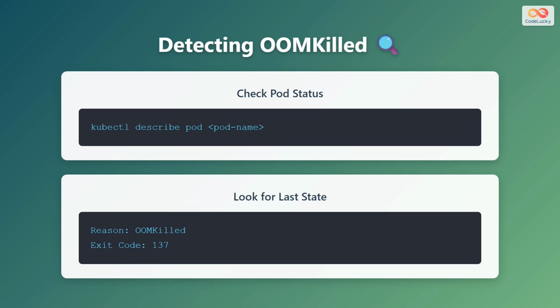To detect if your pod was killed due to out of memory, you can use the kubectl describe pod command followed by your pod name. This will show you detailed information about the pod's status. Look specifically for the last state section in the output. If you see the reason listed as OOMKilled and exit code 137, you've confirmed that your container was terminated due to exceeding its memory limit. This information is essential for troubleshooting and determining your next steps.